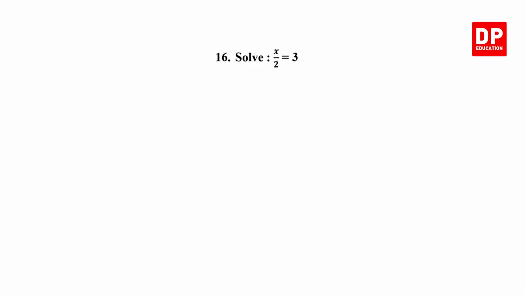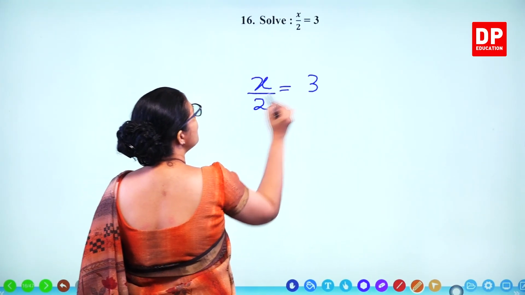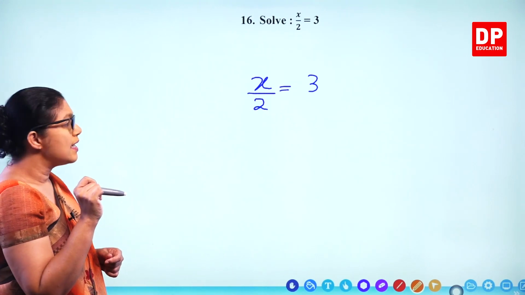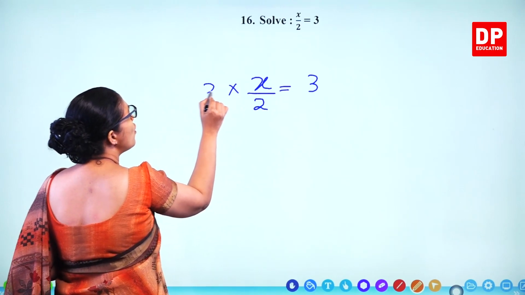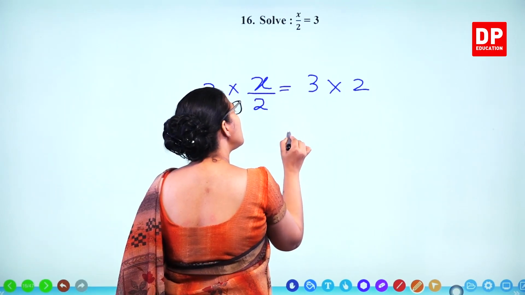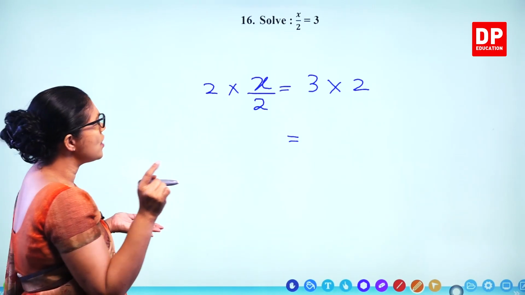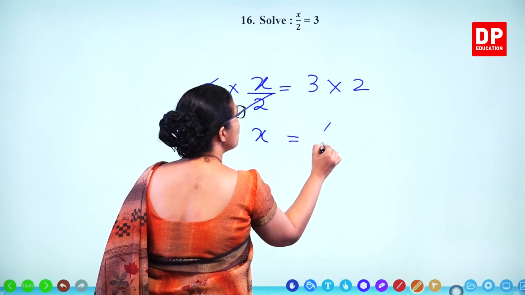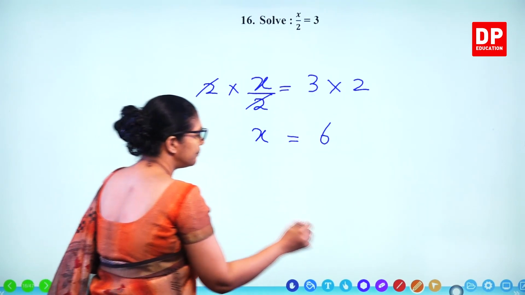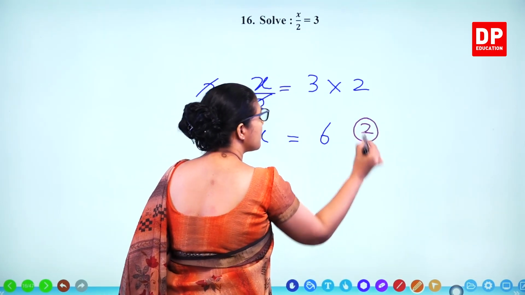Question number 16. Solve. x over 2 is equal to 3. Now we need to get rid of this fraction. Denominator 2. Multiply both sides by 2. When you do something to one side, you have to do the same thing to the other side because this is an equation. Multiply by 2, you get x. 3 times 2, you get 6. 2 marks.